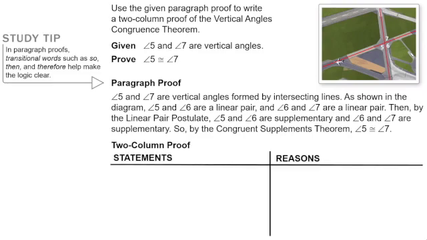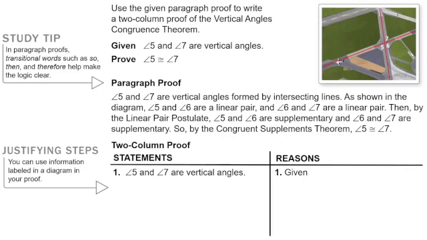The first statement in any proof is what? I hope you can see that that is the given. So this sentence that is highlighted is the same as the given statement at the top of our proof. So we're going to write that angle 5 and angle 7 are vertical angles, and write our reason: given.